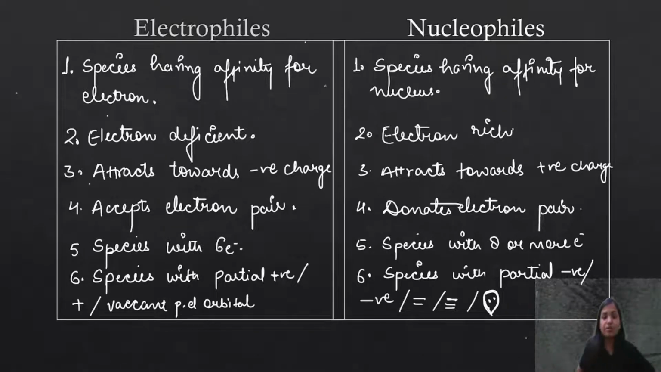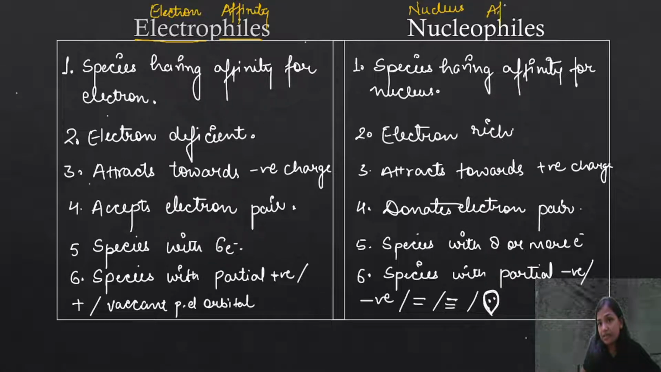First of all, let's go through the basic comparison between electrophiles and nucleophiles. As I simply said, electro means electron, phile means affinity, and affinity means attraction. In nucleophiles, nucleus is actually a positive charge thing, and phile means affinity. So anything that has affinity for the nucleus, and anything that has affinity for electrons, if you are not able to understand, I would let you know.